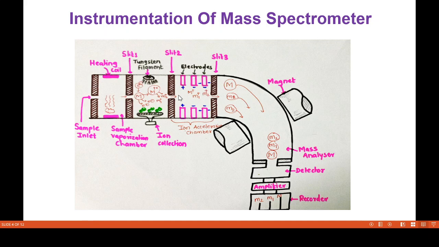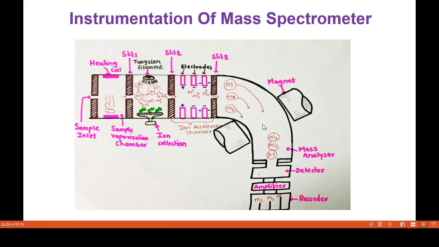So all the positive ions are repelled by this electrode and they are accelerated towards, or attracted towards, this negative electrode. So all positive ions are accelerated here and then they are passed into the next part, that is the mass analyzer. This mass analyzer is the heart of the mass spectrometer.